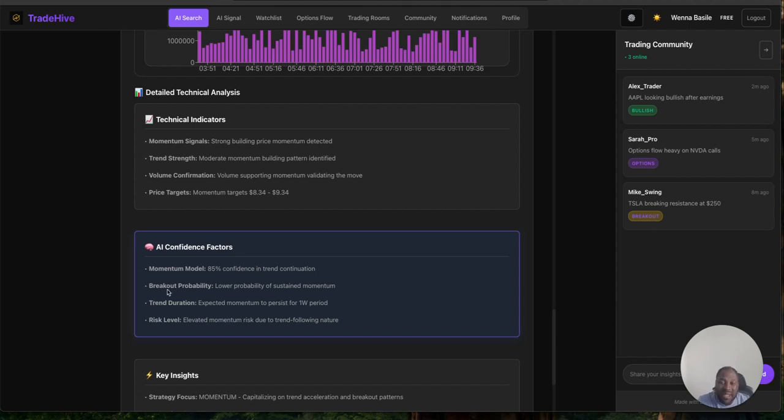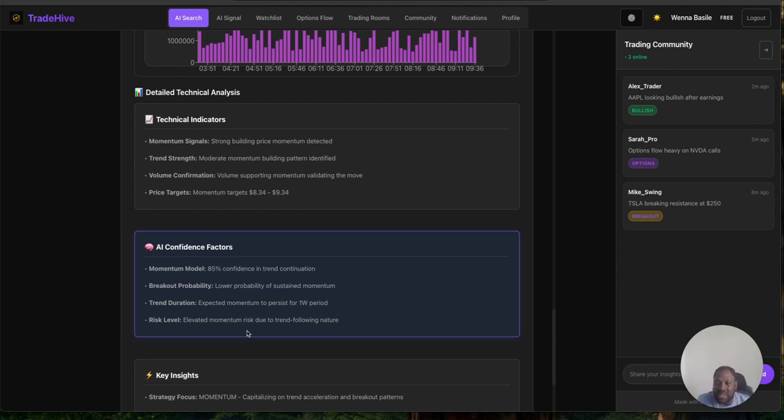So breakout probability, right? Lower probability of sustainable momentum. So it's saying that momentum will not hold. It will drop because an 8% drop in one day, that's a lot, right? For a mid-cap stock. Trading duration, right? For 1 week, we expect some momentum because we need to see momentum to get the price to 934 that it predicted earlier, right? So risk level, well, it's very risky right now, right?